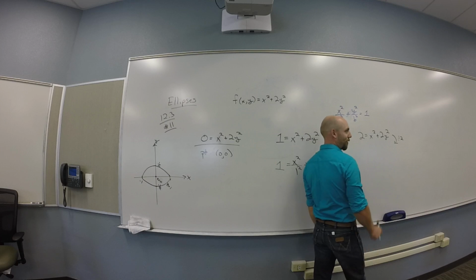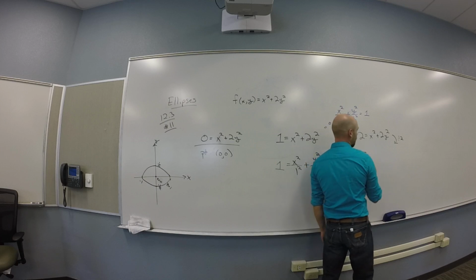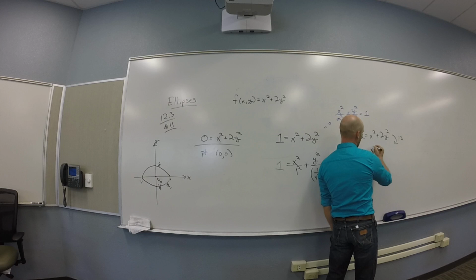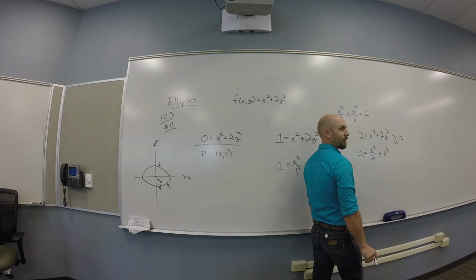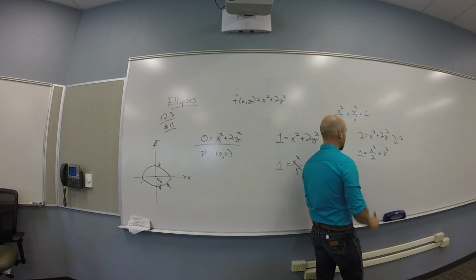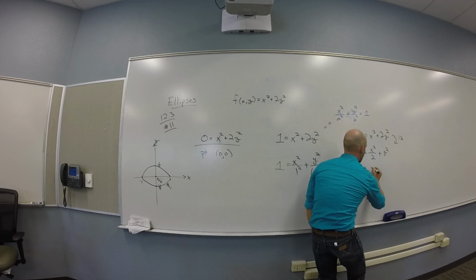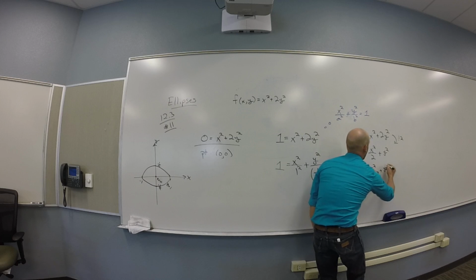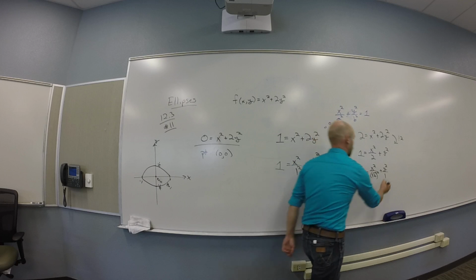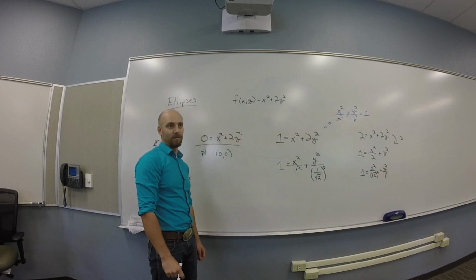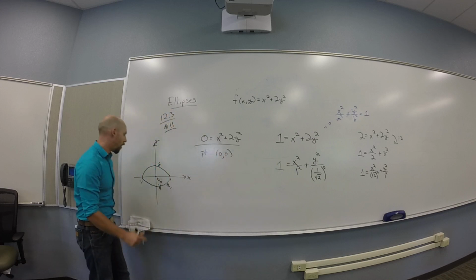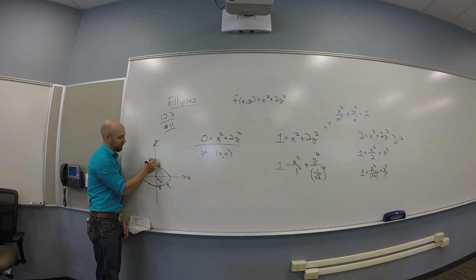Divide both sides by 2, right? That'll get you your 1. And then you got 1 is x squared over 2 plus y squared. Right? And so you got 1 is x squared over the square root of 2 squared plus y squared over 1 squared. That's cool. Okay, so that one's going to be 1 in the y direction.